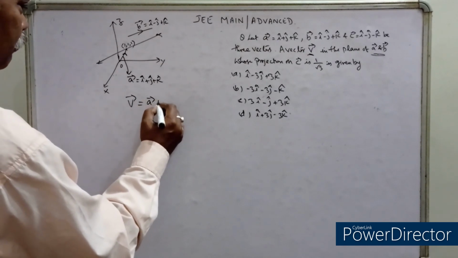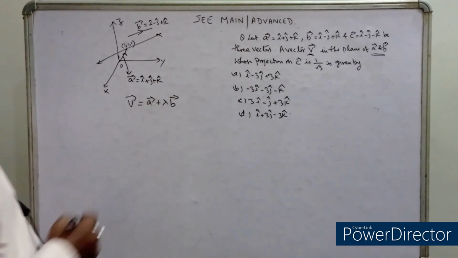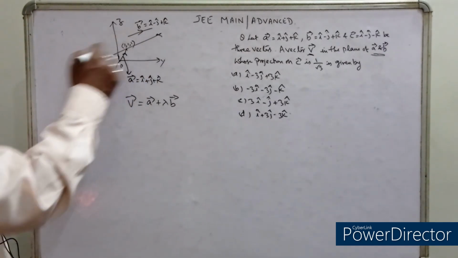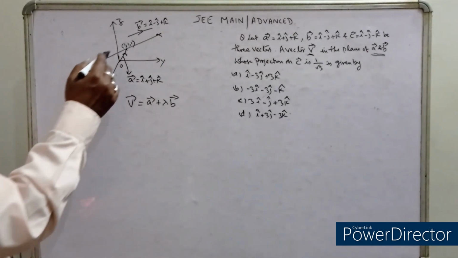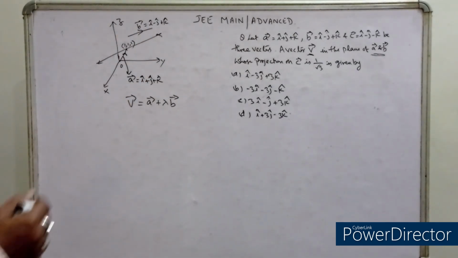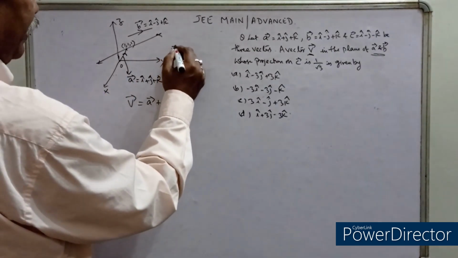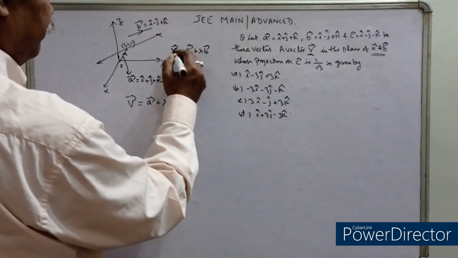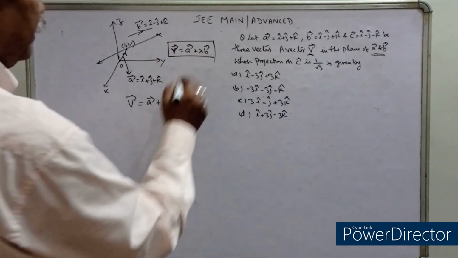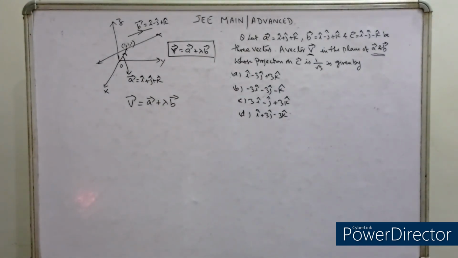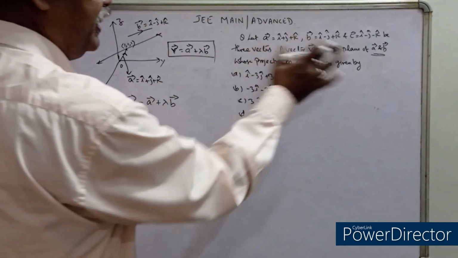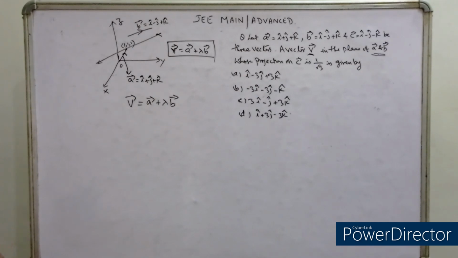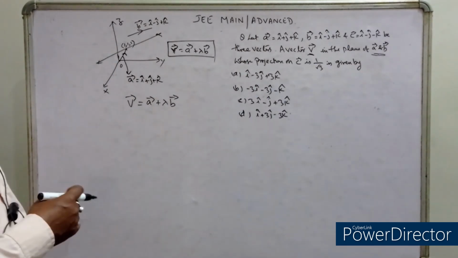So your vector V is equal to A vector plus lambda B vector, because you have learned already the equation of a line passing through a point and parallel to a given vector. So that your R vector is equal to A vector plus lambda B vector. This you have learned in the equation of a line passing through a given point. So from this language we conclude that my V vector is A vector plus lambda B vector. This is the most important factor here.